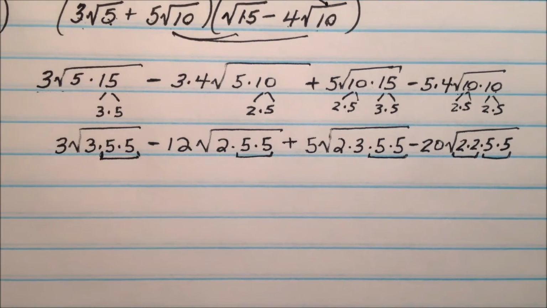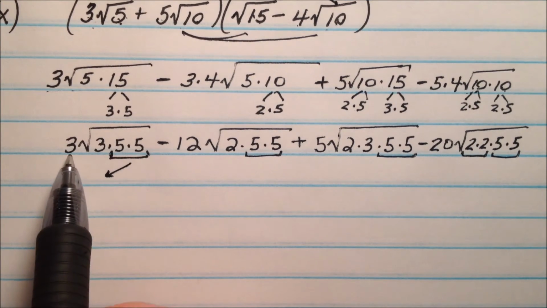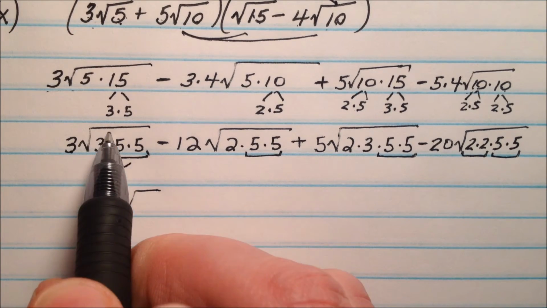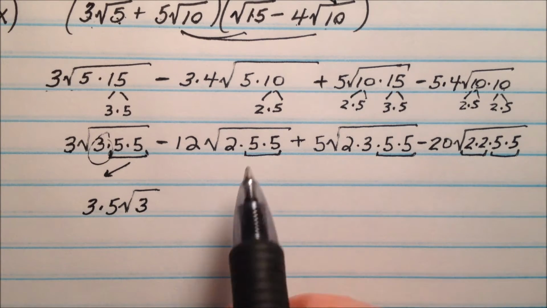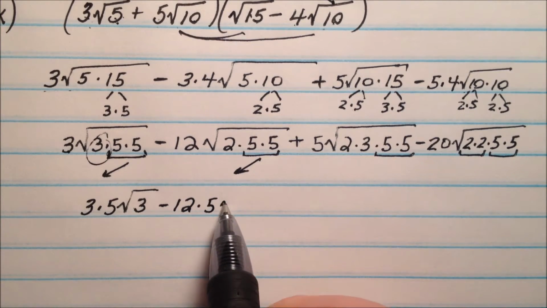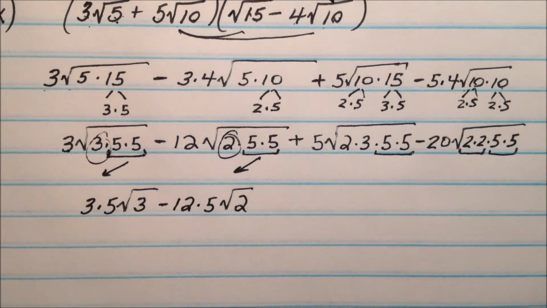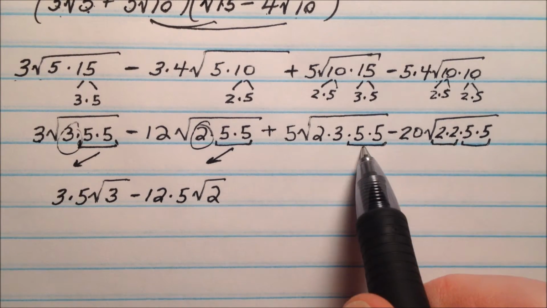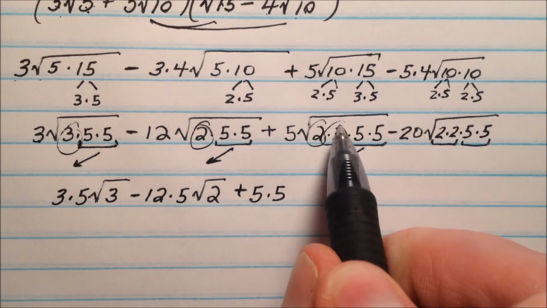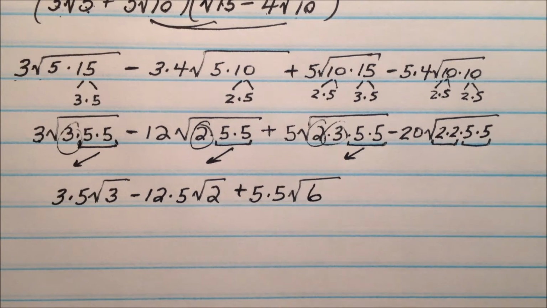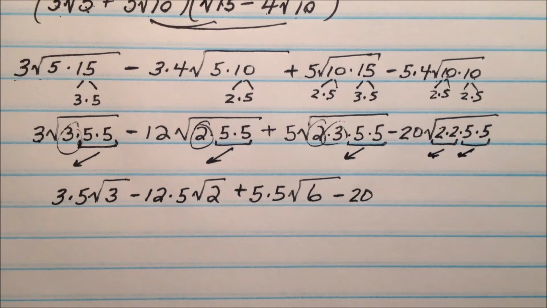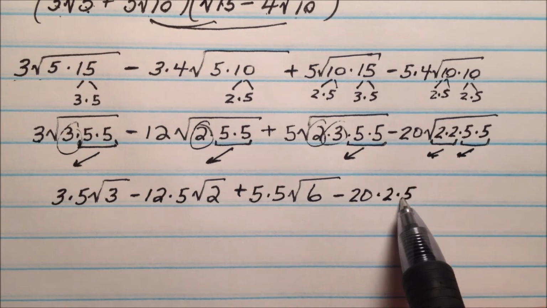So we'll take it from the beginning. The 5's come out and go with this 3. So 3 times 5 times the square root of just 3, because that's left over. The next one, so minus 12 times the 5 that comes out, times the square root of 2, because this 2 is left alone. Here we have this 5 come out, so we plus 5 times 5. And we have a 2 and a 3 that don't pair up, so we'll put those together and make that a 6. And then minus 20, and these pair of 2's and this pair of 5's come out, so times 2 times 5.